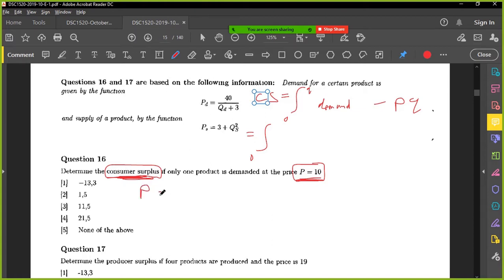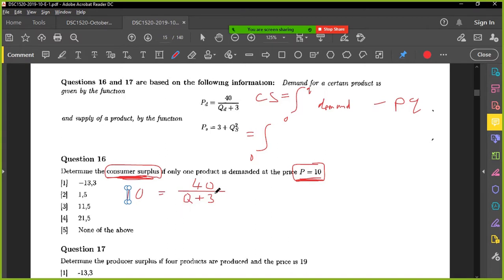This is QD. So QD would be the quantity, and then obviously substituting in the P of 10. So this P is going to be 10. All right, can you solve for Q? Do you know how to do that? Yeah, you see, that's where I wasn't sure.